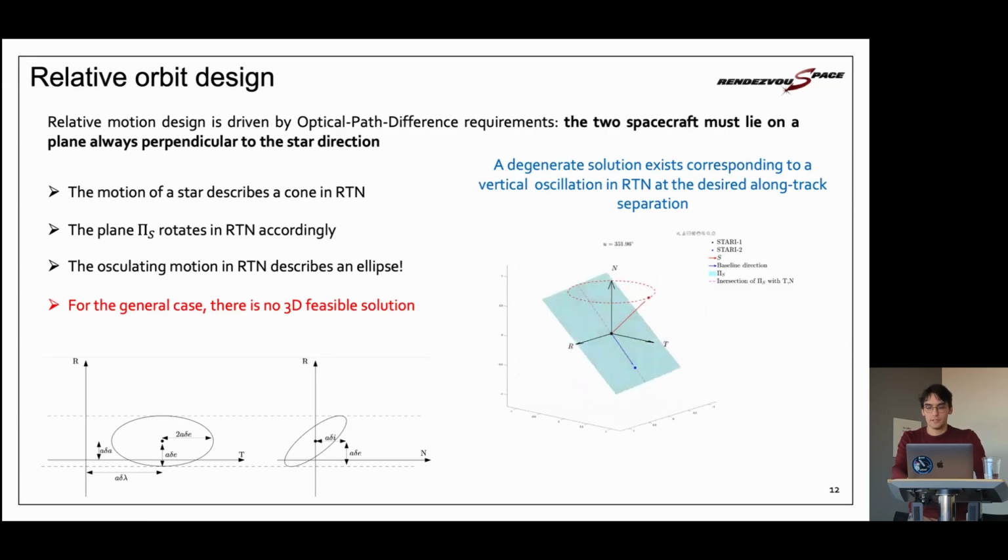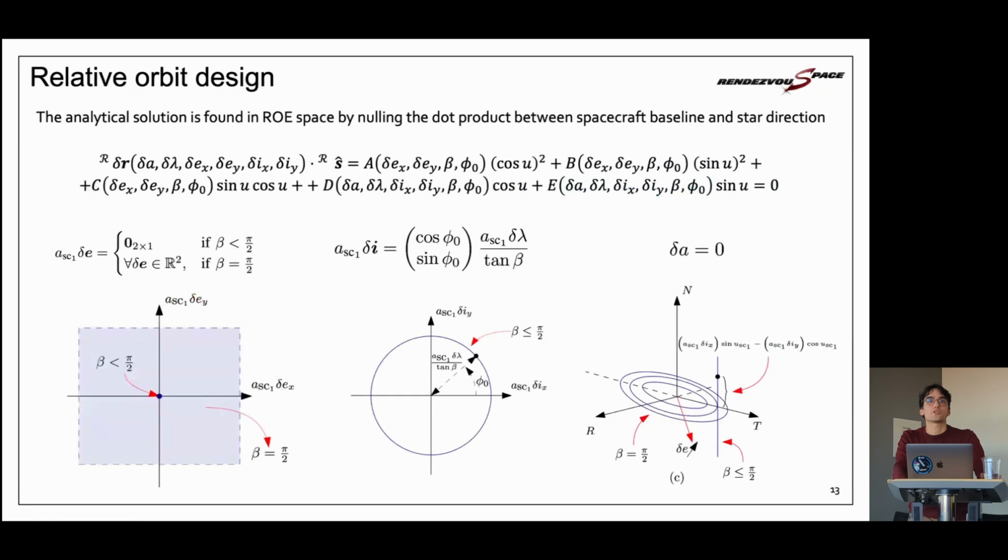Let's see how we can derive this analytically. It's very simple. We're just imposing that the dot product between the relative spacecraft position, delta r, and the sun direction, s, is 0. We can use the linear mapping that we showed before between ROEs and RTN coordinates to express the delta r position as a function of the relative orbital elements. The result is a harmonic oscillation that you can see here in the slide. This harmonic oscillation is always equal to 0 for every value of u, so for every point in time, if all these coefficients are 0. And this is achieved only if the solution for the ROEs respects these conditions here.